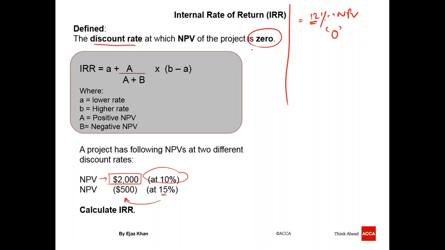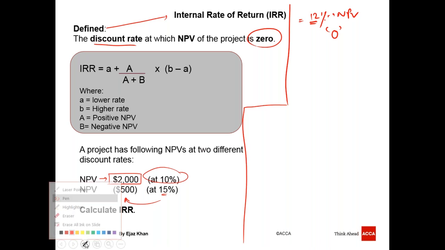So this rate is called IRR. So now we have to find out this rate of return at which NPV will be 0. Is this clear? Okay, the problem is how to find out a rate at which NPV will be 0.